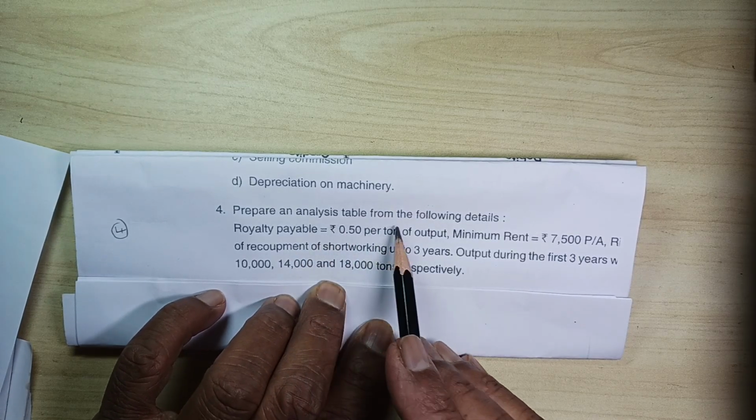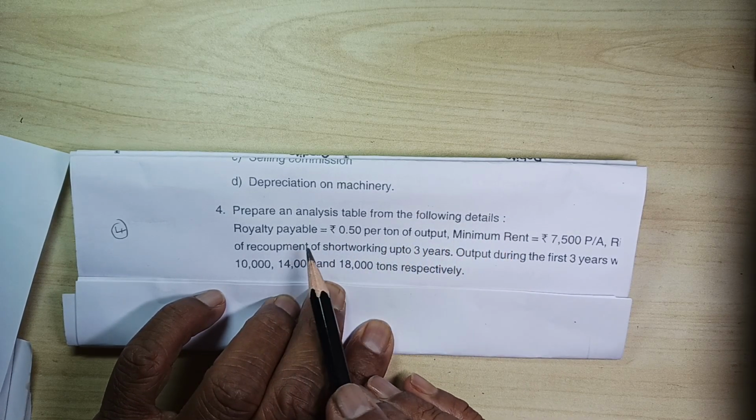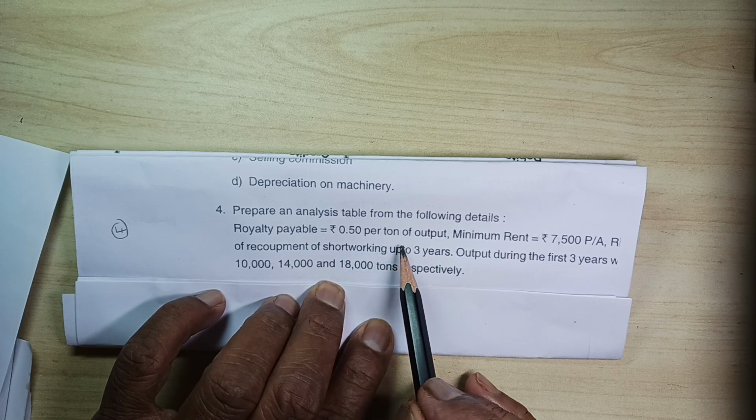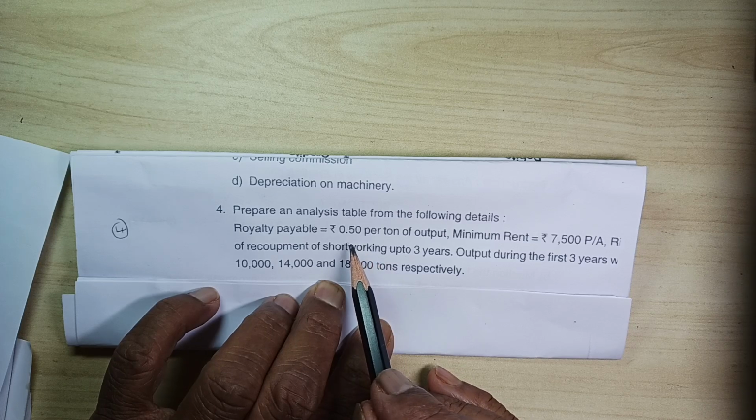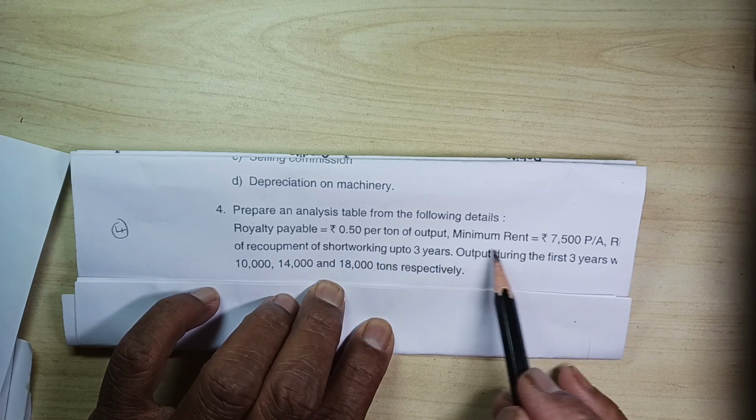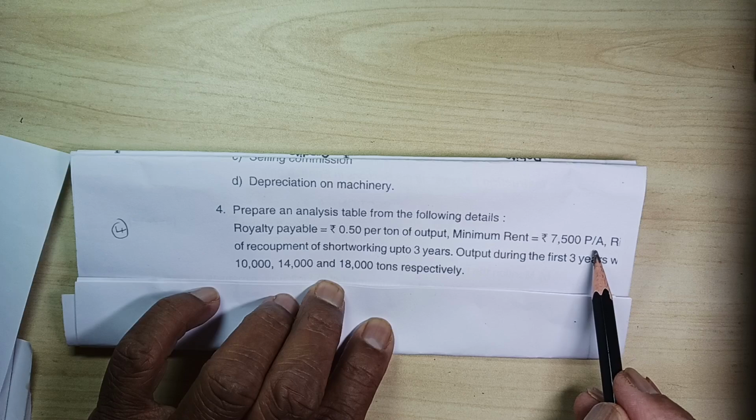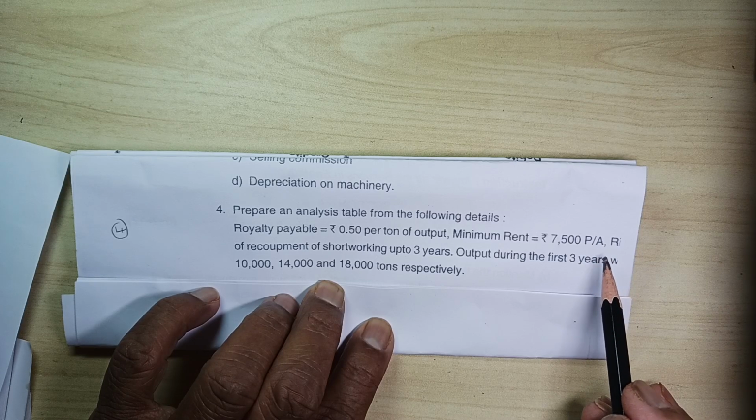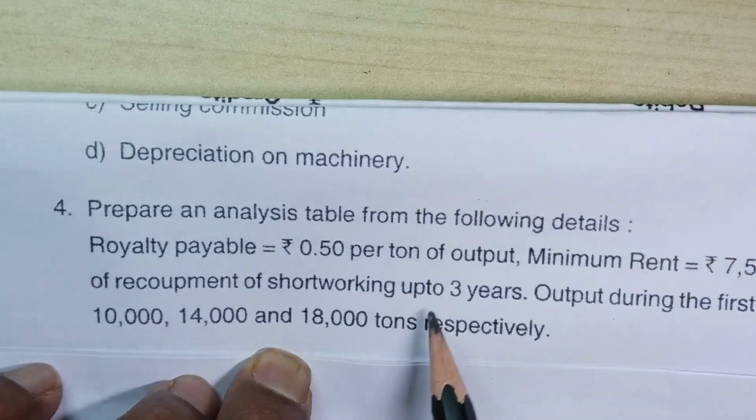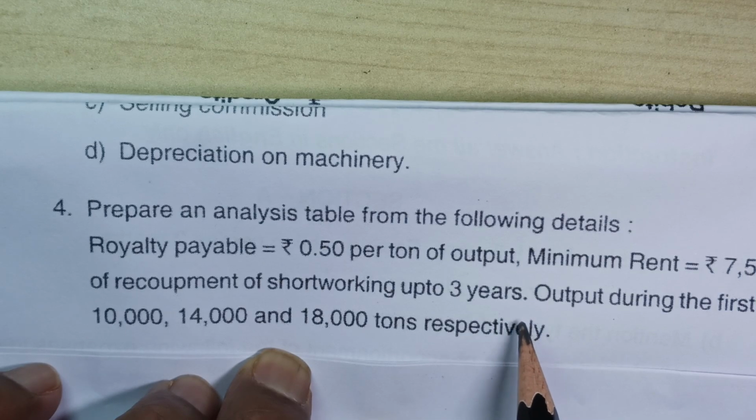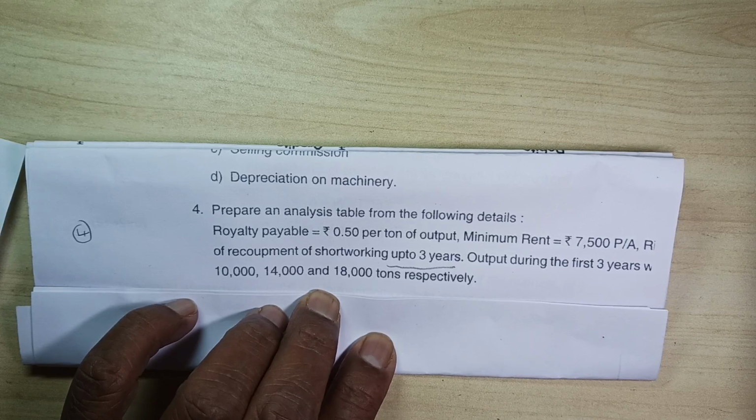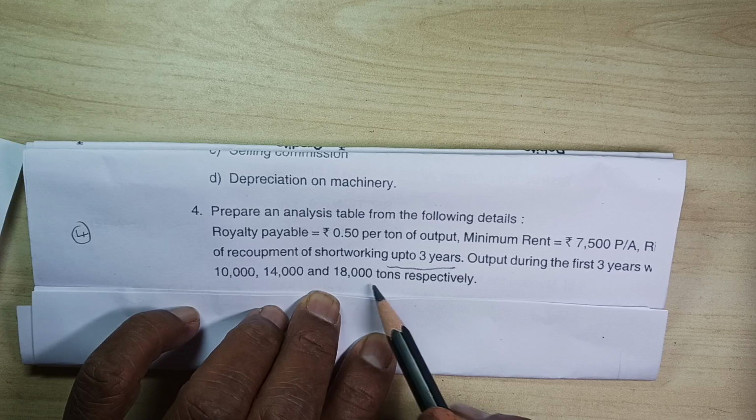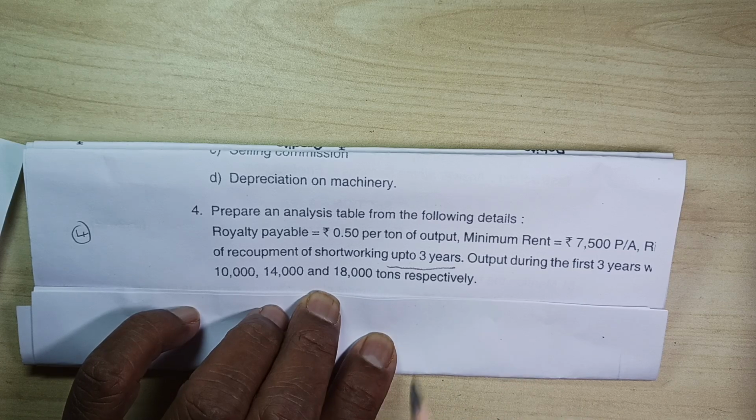prepare an analysis table from the following details. Royalty payable 50 paise per ton of output. If you take out the output, you have to pay 50 paise per ton. Minimum rent, which is called dead rent, 7,500 per annum. Recoupment of short working up to 3 years, that means only the first 3 years. Output during the first 3 years were 10,000, 14,000 and 18,000 respectively.